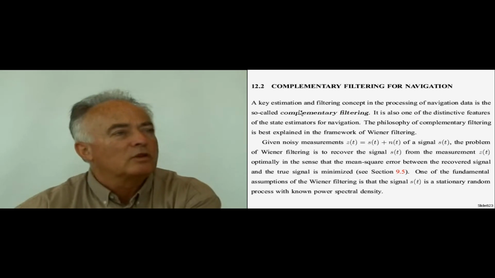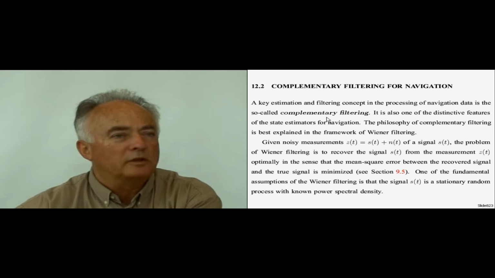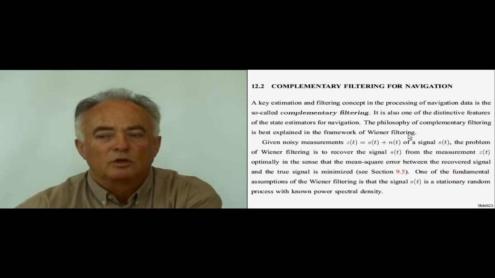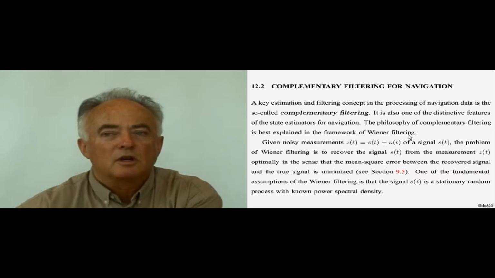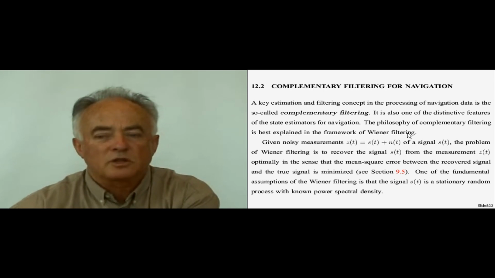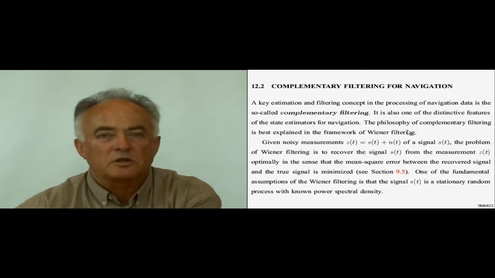And we'll discuss integrated navigation, where there are several schemes. Complementary filtering for navigation is a relatively old technique that takes advantage of the following observation. There is a key estimation and filtering concept in complementary filtering, and it is a distinctive feature of state estimators used in navigation. The philosophy of complementary filtering is best explained in the framework of Wiener filtering, which is nothing but the frequency domain approach to the same problem that Kalman filtering solves, and obviously it is for stationary processes. So it results in a time invariant filter, which is the same as the steady state Kalman filter. So the Wiener filter is really a steady state Kalman filter for problems specified in the frequency domain.